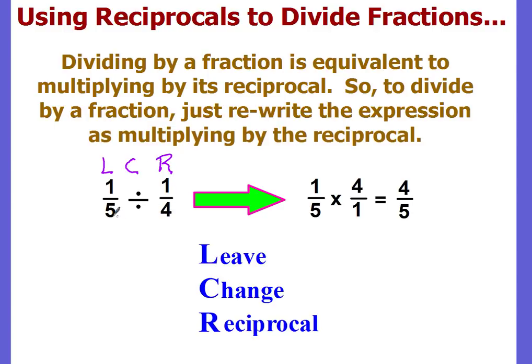So for our problems, if we write LCR, it's going to help us remember that we leave the first fraction alone. It stays the same. We're going to change the division into a multiplication. And then R for reciprocal means that we're going to flip the 1/4 and make it 4/1. Then you just multiply as normal. 1 times 4 is 4. 5 times 1 is 5.